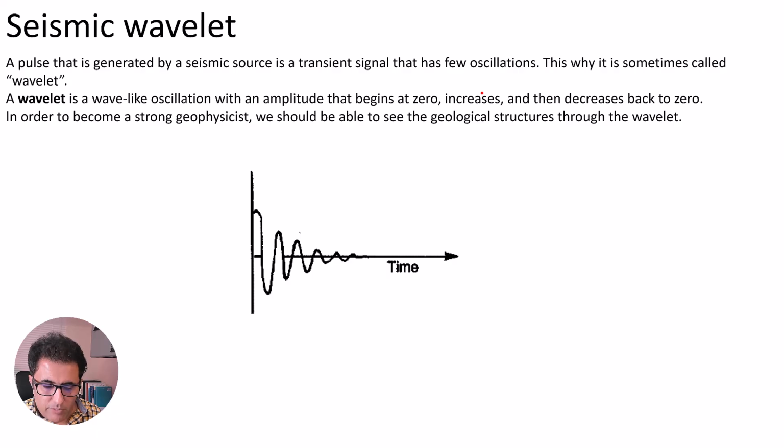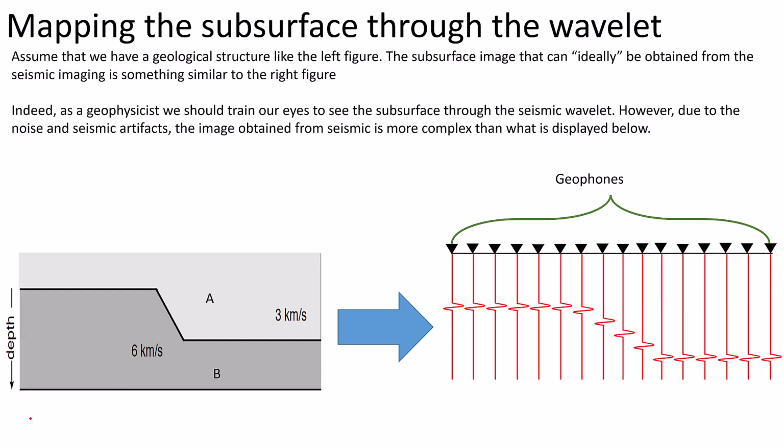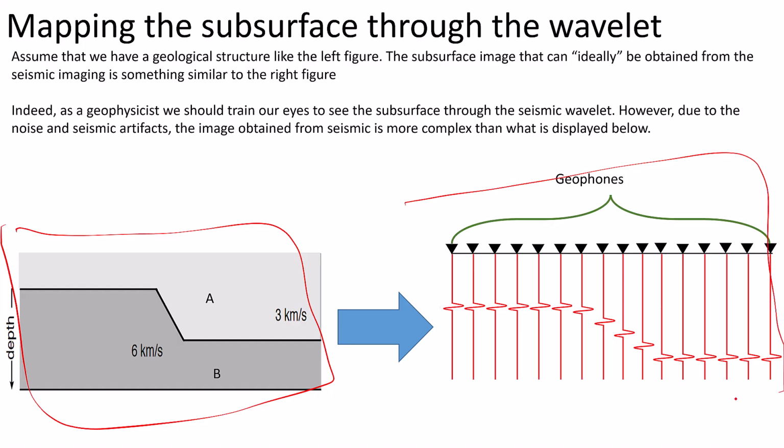In reflection seismology, the pulse that is produced by a source is also called a wavelet, and wavelet means a small wave. The reason is that the pulse produced by a source has a very short time duration. And we see subsurface structures through this seismic wavelet. We learned that if we have such a geological model, then the seismic image will be something like this. So we should be able to identify different geological structures through the seismic wavelet.